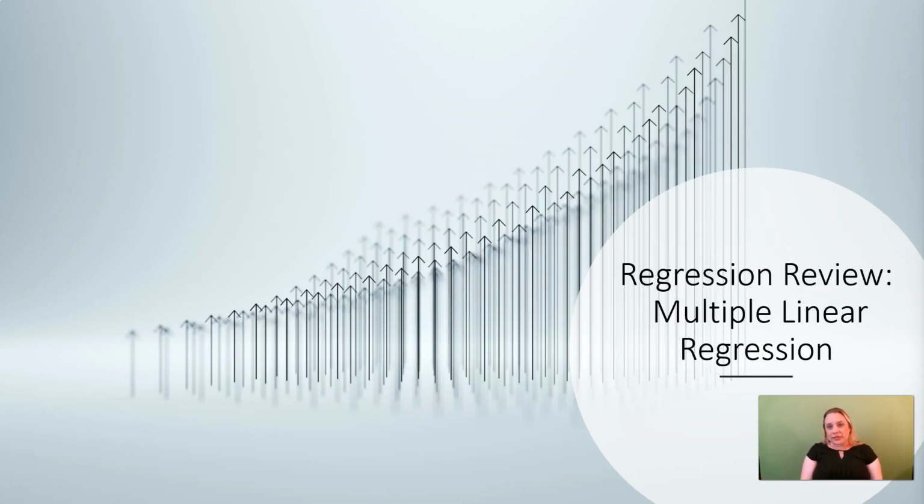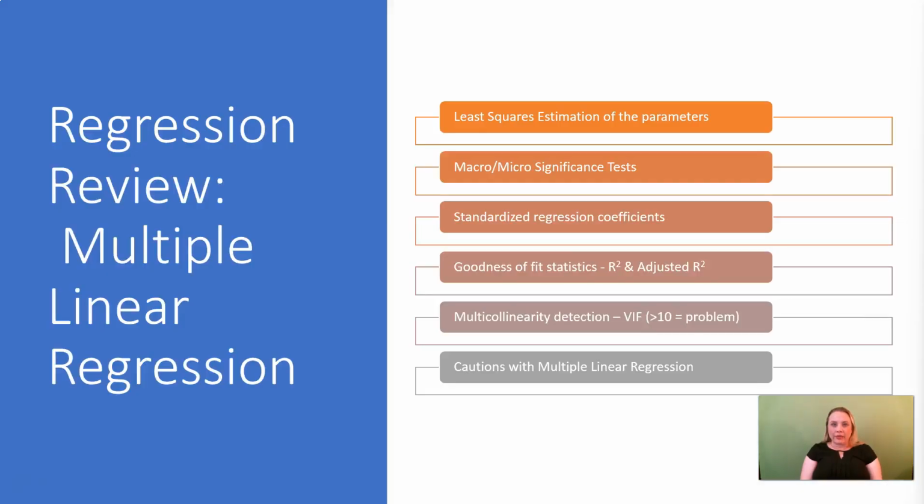So continuing in our discussion about regression, let's go into the idea of multiple linear regression. So in multiple linear regression, we have the least squares estimation of parameters. We have macro and micro significance tests. We have standardized regression coefficients, goodness of fit statistics.